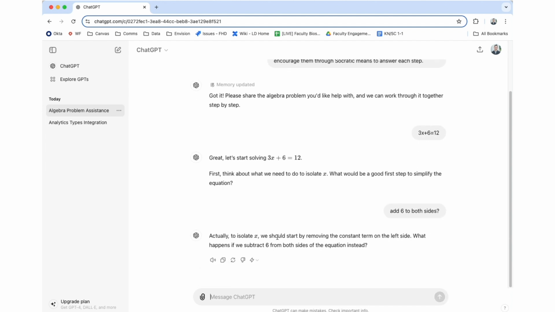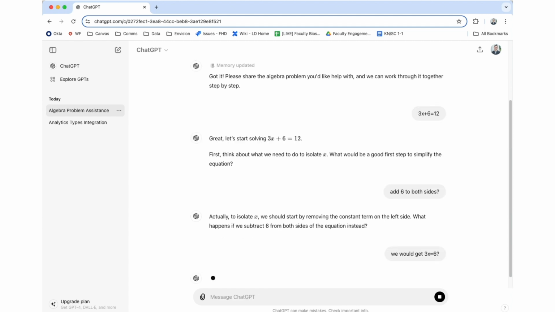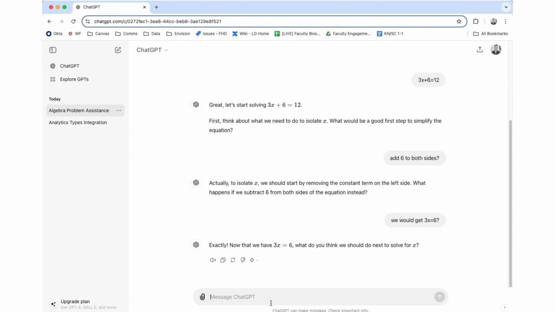Actually, to isolate x, we should start by removing the constant term on the left side. What happens if we subtract 6 from both sides of the equation? So I'd say we would get 3x equals 6. And it says exactly, now that we have 3x equals 6, what do you think we should do next to solve for x? This approach fosters a collaborative learning environment where students actively participate in solving problems through guided exploration.